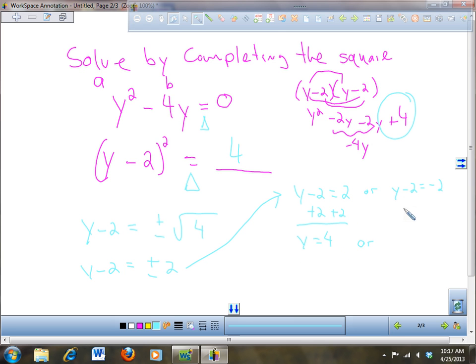Or I add 2 to both sides, and I get y equals 0. So the answer isn't always 4 and 0, or 6 and 0, whatever it was. But this is one particular type of equation where the answers are this and 0. And if we factor that out, we'd see that that's true too. Okay? But now we're going to boost it up a notch.